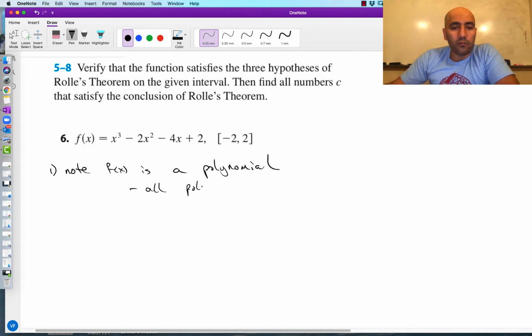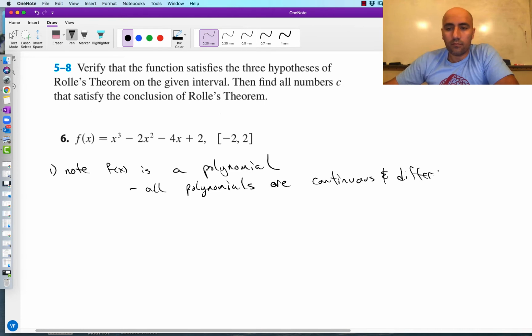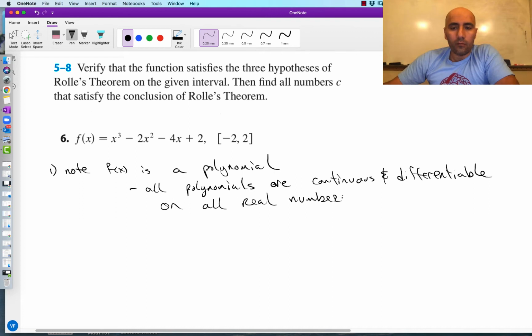All polynomials are continuous and differentiable on all real numbers, so from negative infinity to positive infinity. Well, then it's definitely true that f of x is continuous and differentiable. So f of x, just to go in order, I guess, number 1.